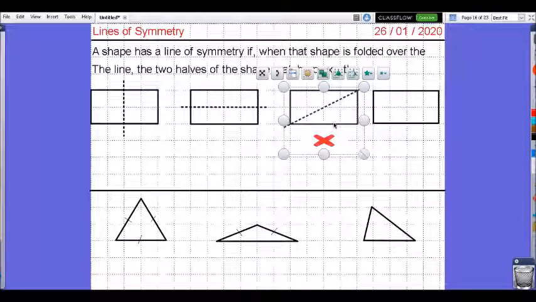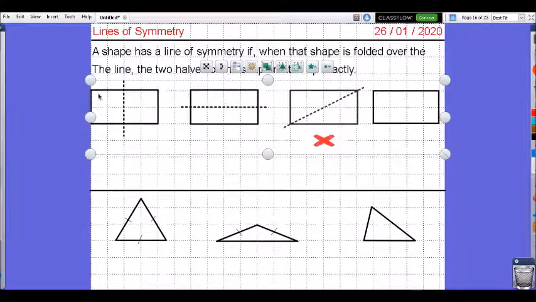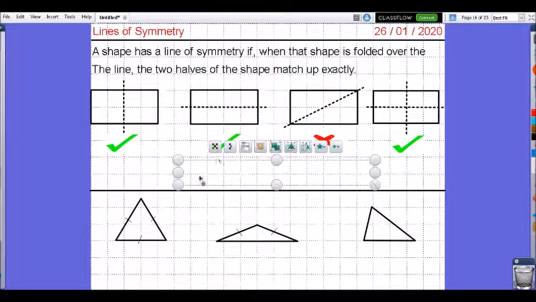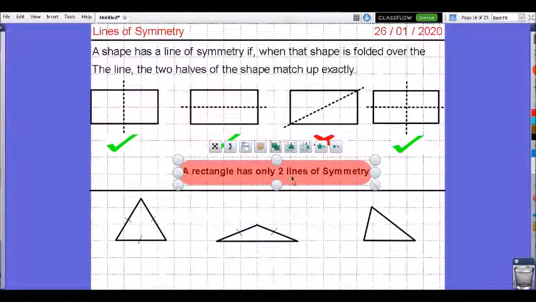Yes, it seems like they will match up. If you just look at it, you're going to say, oh, mister, it is actually possible. Just by looking at it, it seems like you will be able to fold it and the 2 parts will match up exactly. But we tried this in class today and we found that it is impossible to fold a rectangular shape over this line of symmetry and have the 2 halves match up exactly. It is impossible. So we came up with the conclusion that a rectangular shape has only 2 lines of symmetry. A rectangle has only 2 lines of symmetry.